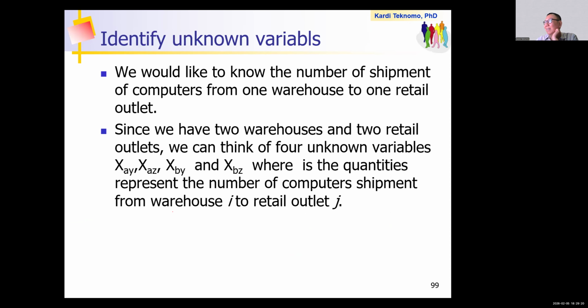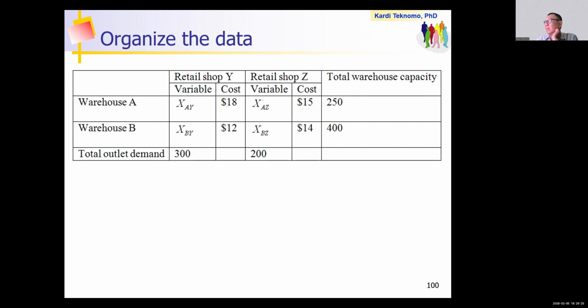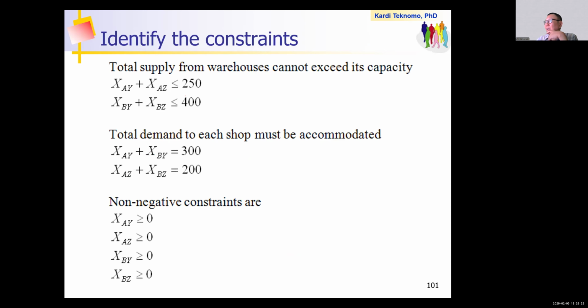How about the warehouse? First you need to identify the variables, and then you get this table, similar to the table a while ago. Then you identify the constraints: the total demand is equal, but the total supply must be less than or equal. And of course the non-negative constraint. So there are three types of constraint: supply, demand, and non-negative.